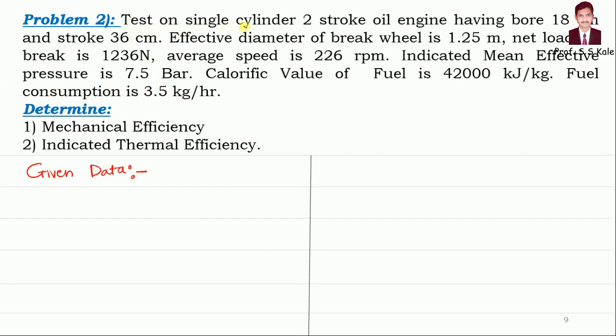Test on a single cylinder 2-stroke oil engine. It's a single cylinder, so the number of cylinders is equal to 1, and for a 2-stroke, small n is equal to 1. If it is 4-stroke, small n will become 2. The engine has a bore of 18 centimeter. Bore we denote as the diameter of the cylinder, and the diameter of the cylinder is given as 18 centimeter.